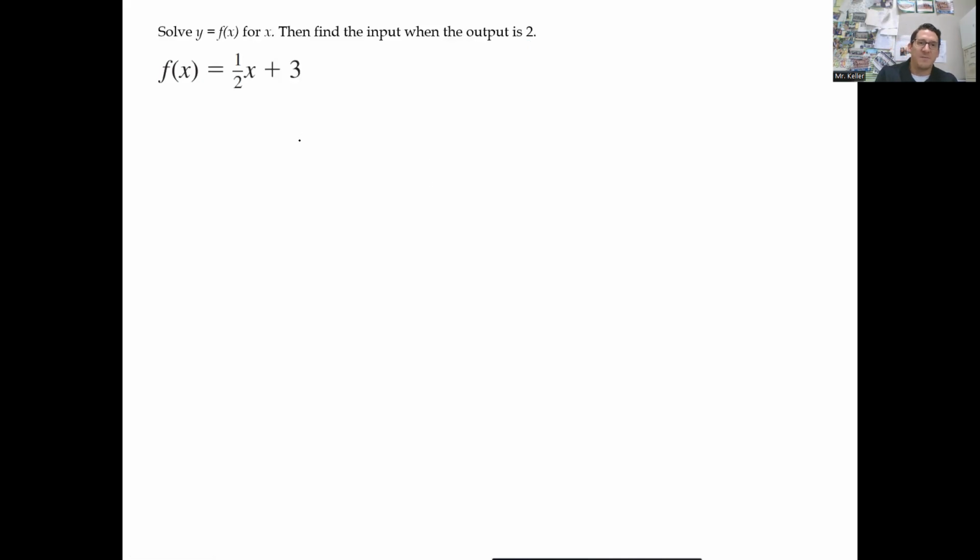Here, let's do another one. First thing I'm going to do, change the f of x to a y, so I don't have to keep writing f of x. And I am going to solve for x. First thing I'm going to do is solve for x. Subtract 3 from both sides. So on this side, I get y minus 3 is equal to 1/2 x.